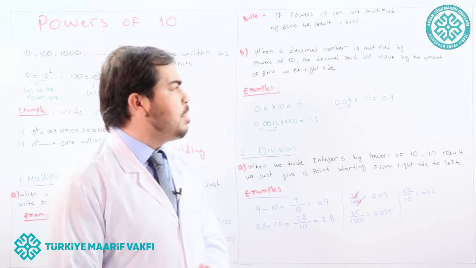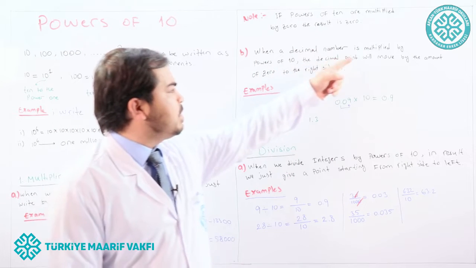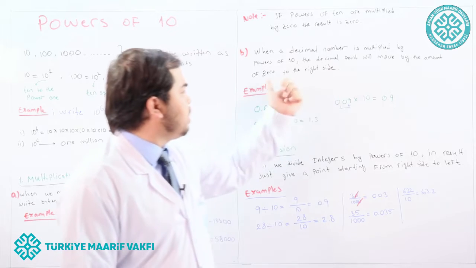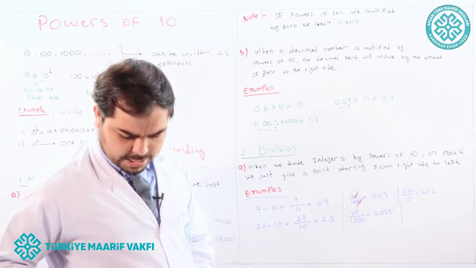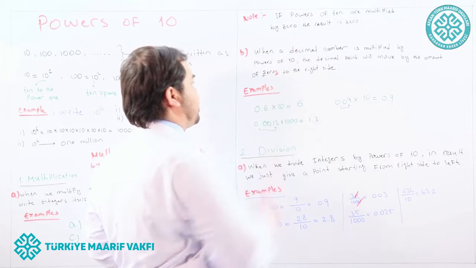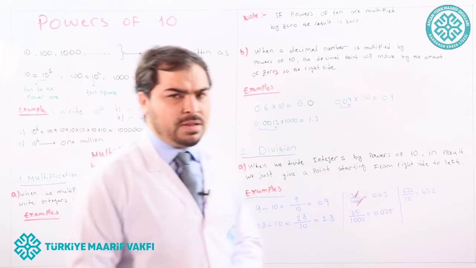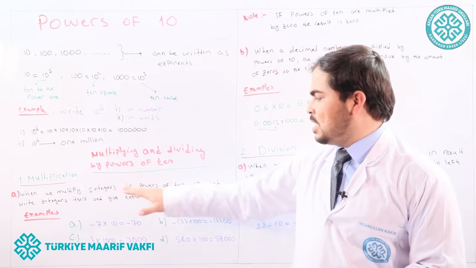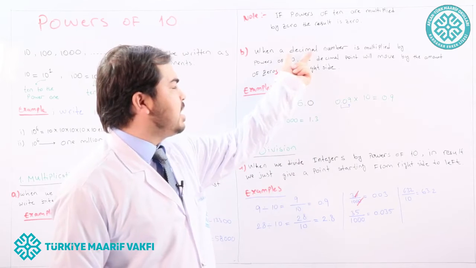What will happen if a power of 10 is multiplied by a decimal number? When a decimal number is multiplied by powers of 10, the decimal point will move to the right by the number of zeros. In case B, we are just considering decimal numbers. In case A, if you remember, we studied integer numbers.